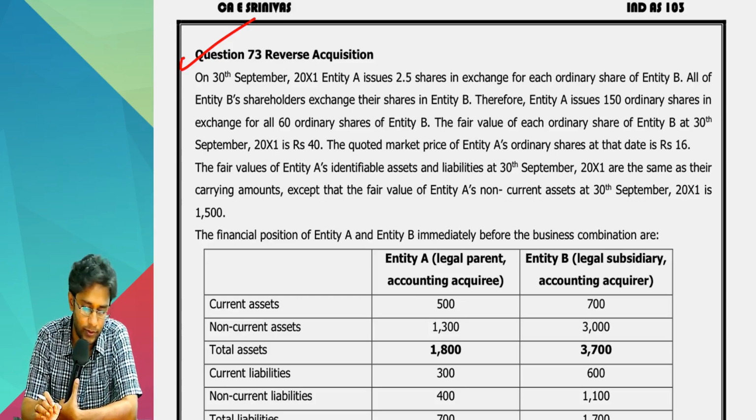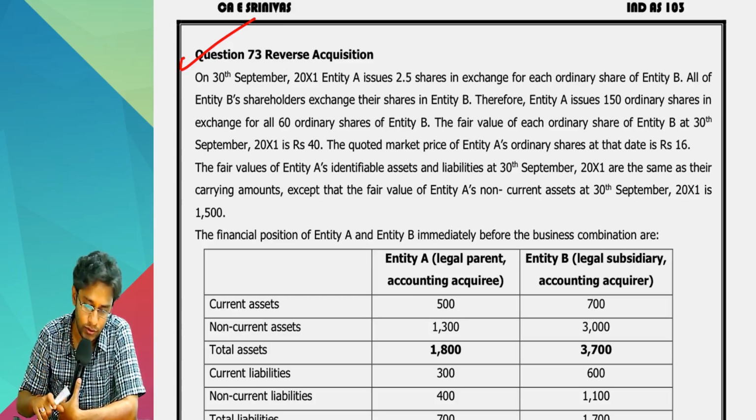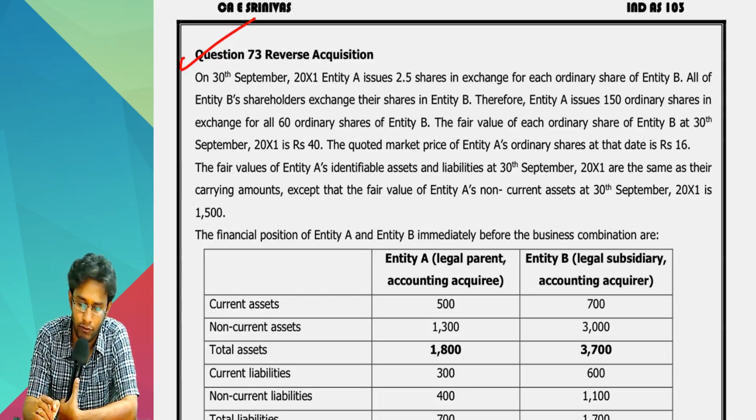On 30th September 20x1, entity A issues 2.5 shares in exchange for each ordinary share of entity B. So every share we buy in B, we are paying our own 2.5 shares. All of entity B's shareholders exchange their shares in entity B. So you bought 100% of the shares of B.